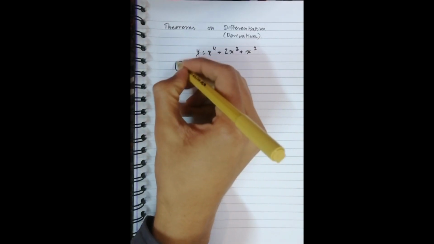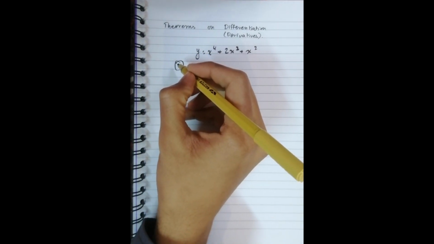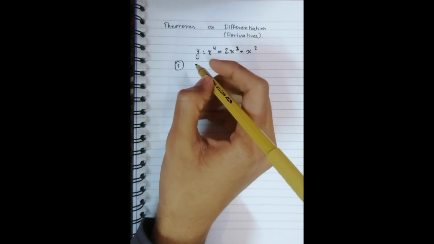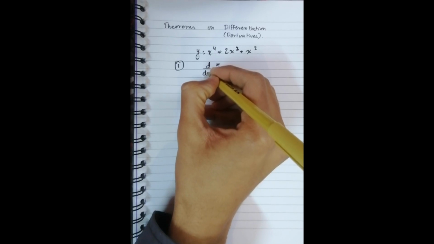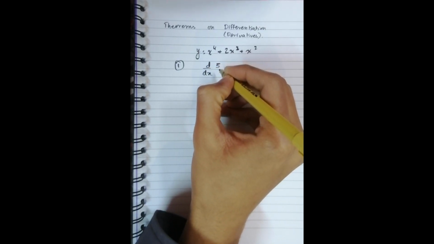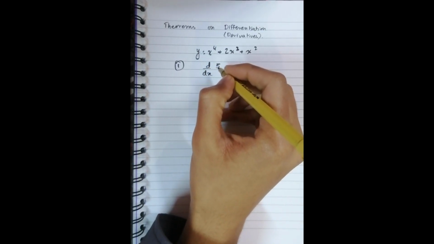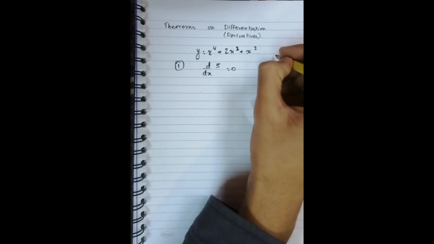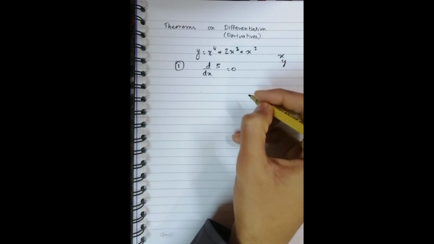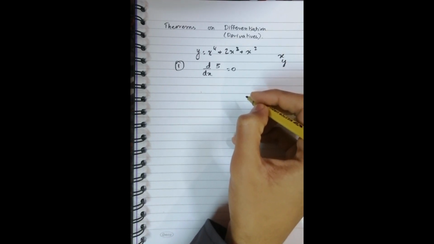The first theorem says that if you are given a function that contains only a constant, for example 5 is just a constant, then the derivative of any constant is always equal to 0. This can be 5, it can be 0, it can be -1, but it should not contain a variable along with it. What is a variable? It can be x, it can be y, it can be any other variable, dependent or independent.